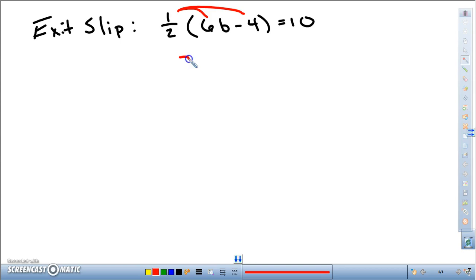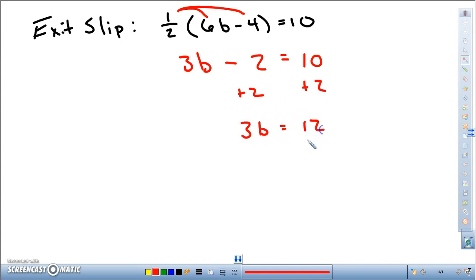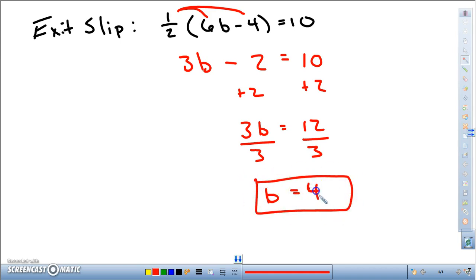But still, just to get the day started, go ahead and review here. So we'll distribute this 1/2, which will give me a 3b minus 2, and your 10 is going to come down. And then you're going to add 2 to both sides. That leaves you with 3b is equal to 12. Then divide by 3 on both sides, which would leave you with b is equal to 4. And so good job on the exit slip from yesterday. Like I said, the majority of you did get it correct.